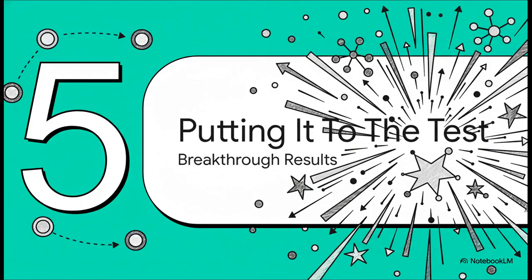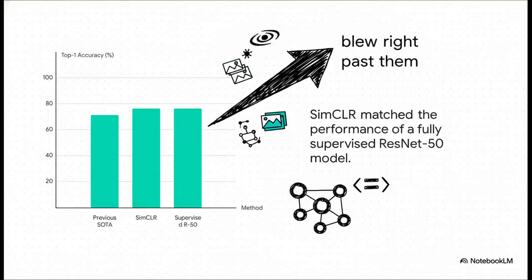So you take these three simple but incredibly powerful ideas, you put them all together, and what do you get? You get some absolutely stunning results. Let's look at the numbers. This chart shows the performance of different self-supervised methods on the famous ImageNet benchmark. As you can see, SimCLR didn't just inch past the old state-of-the-art, it blew right past it. It ended up matching the performance of a fully supervised ResNet 50.